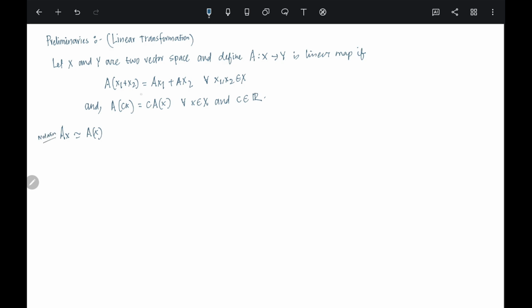Of course, you can see that if x1 and x2 are 0, then note that A times 0 equals 2 times A acting at 0, which will give you A0 equals 0. And this 0 is the 0 element of X. So A is from X to Y: this is the 0 element of X, and this is the 0 element of Y.